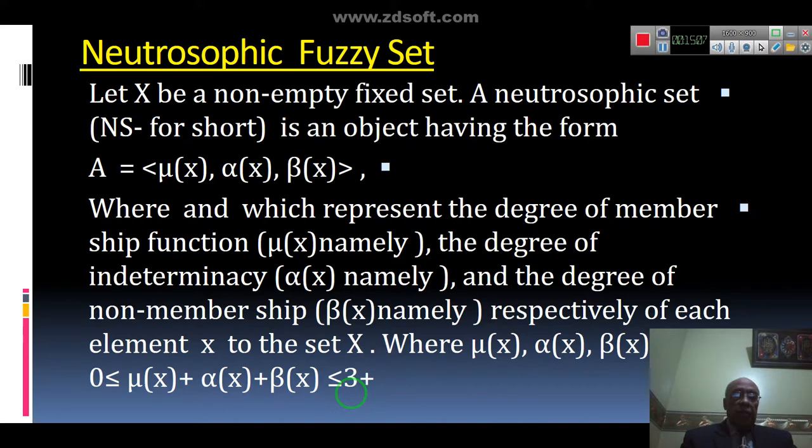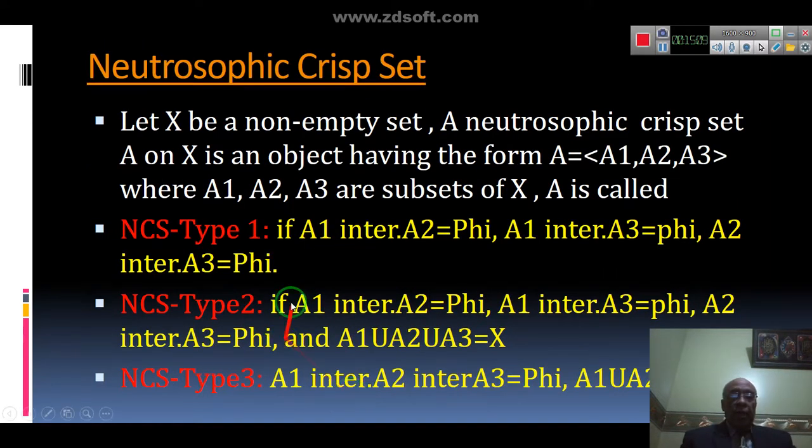From neutrosophic fuzzy set to neutrosophic crisp set. What is the neutrosophic crisp set? Let X be a non-empty crisp set. A neutrosophic crisp set A on X is an object having the form A = (A1, A2, A3), where A1, A2, A3 are subsets of the set X.